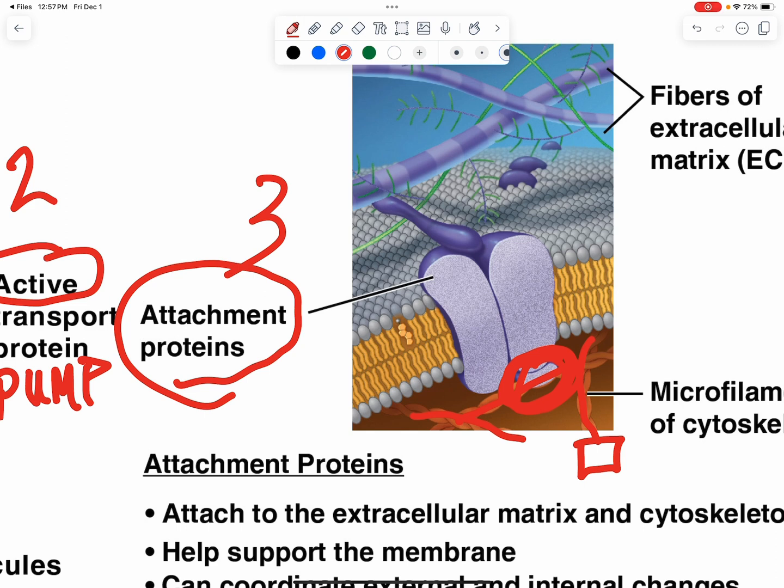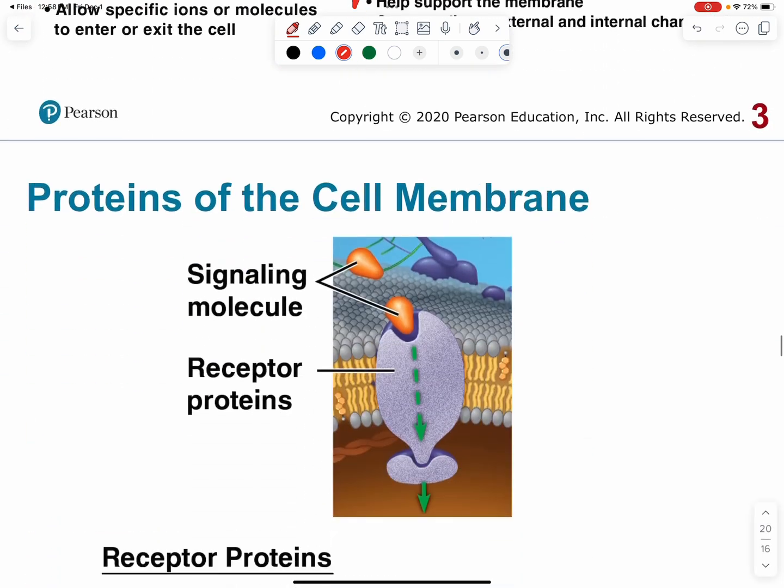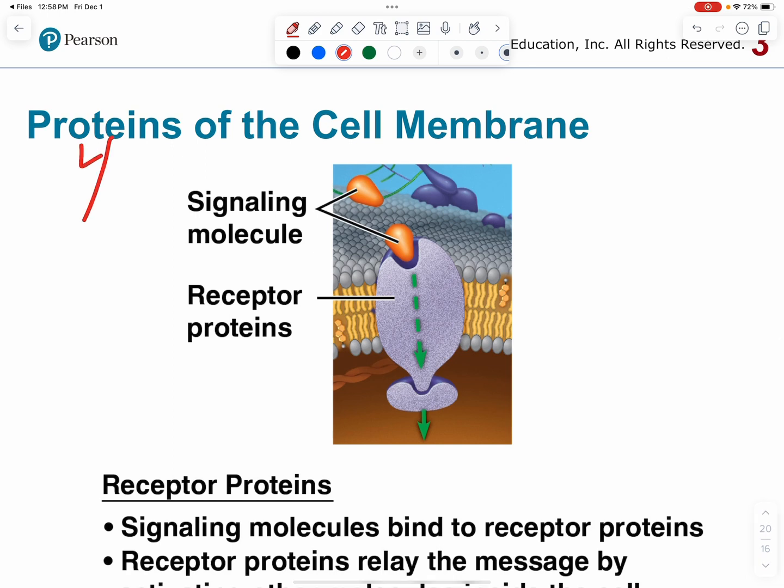You'll also notice that the attachment point could be outside the cell, attached onto some microfilaments that are between cells, and so it provides an anchoring point. So you can see from the bullets that it can attach either on the outside or the inside. It can help support the membrane. It can help support the cell. And it can coordinate any changes in movement that have to happen. Moving on to number 4 protein.